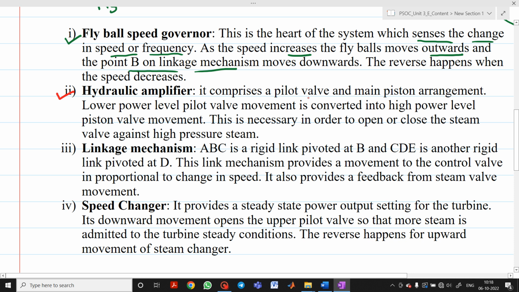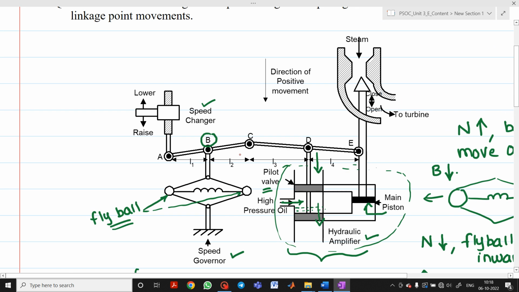So what it includes, we already discussed. It includes the pilot valve and the main piston arrangement. So the lower power level pilot valve movement is converted into high power level piston valve movement. And why is it required? It is required in order to open or close the steam valve against high pressure steam. Now the third one is nothing but the linkage mechanism. A, B, C is one linkage mechanism, and C, D, E is the other linkage mechanism. These are rigid linkages.